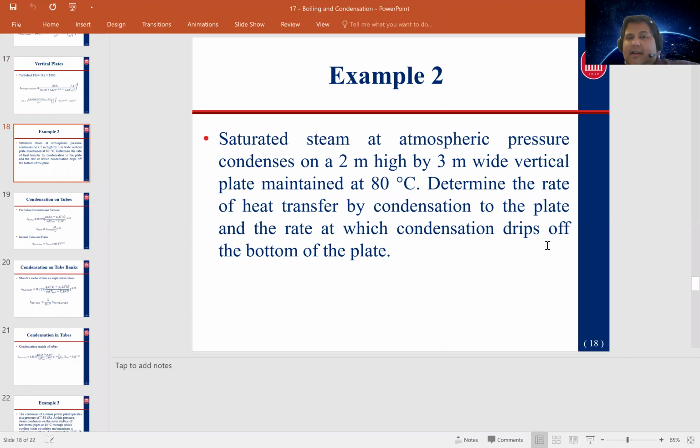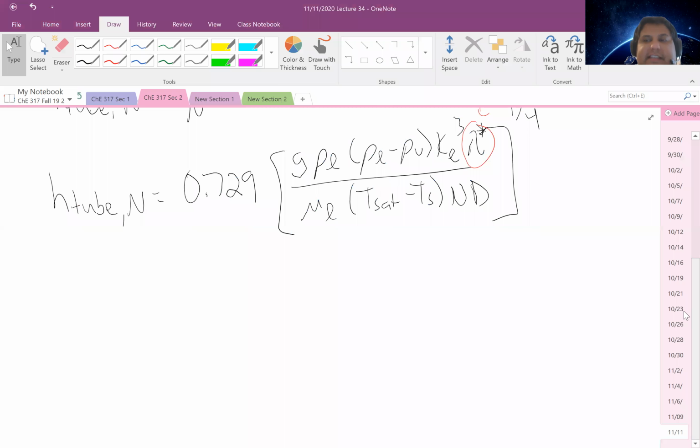All right. If not, let's take a look at this example, example 2, where it states that saturated steam at atmospheric pressure is going to condense on a 2-meter high by 3-meter wide vertical plate maintained at 80 degrees Celsius. Estimate the rate of heat transfer via condensation onto the plate, as well as the condensation rate of our steam as it drips off the bottom of the plate. Okay. Let's go back to our notes and we'll see what we can do about this example.